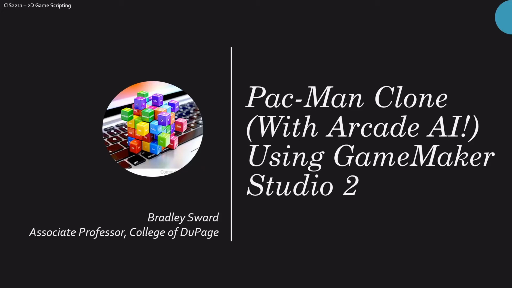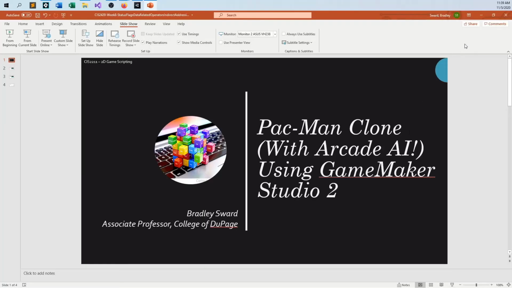Ellen, Illinois. And this video today is going to make a Pac-Man clone, and we're going to actually create and steal and use the actual arcade AI, artificial intelligence, and pop that into the game. And we're going to use GameMaker Studio 2.3, and we're going to use GameMaker language, and we're not using any of the drag and drop stuff.